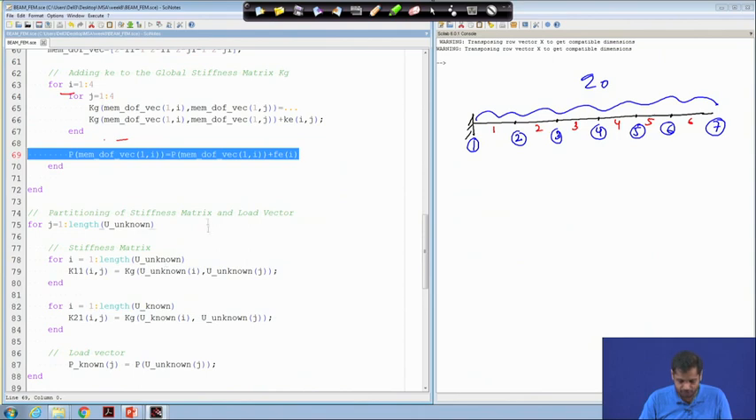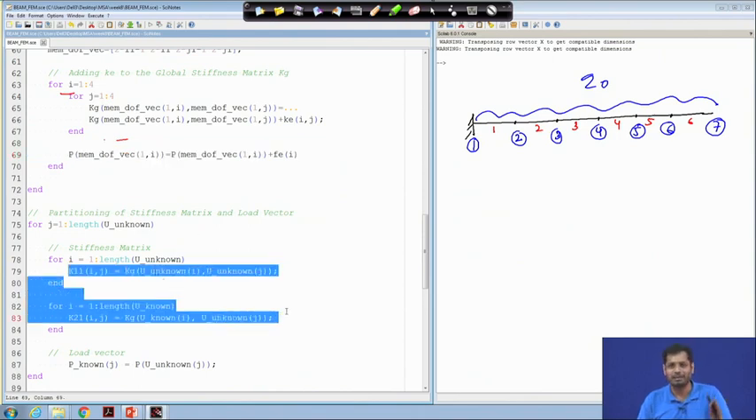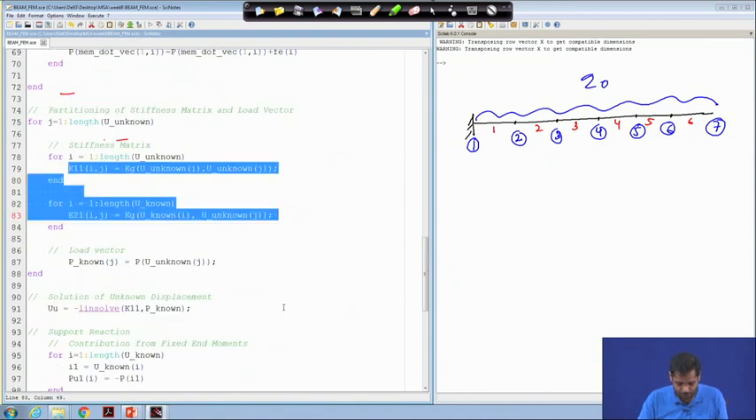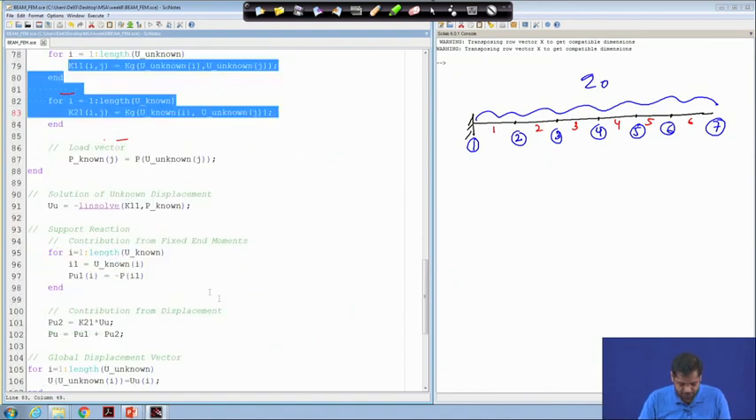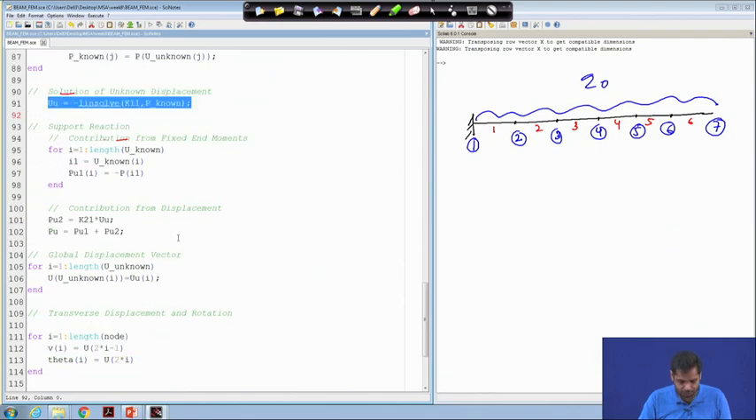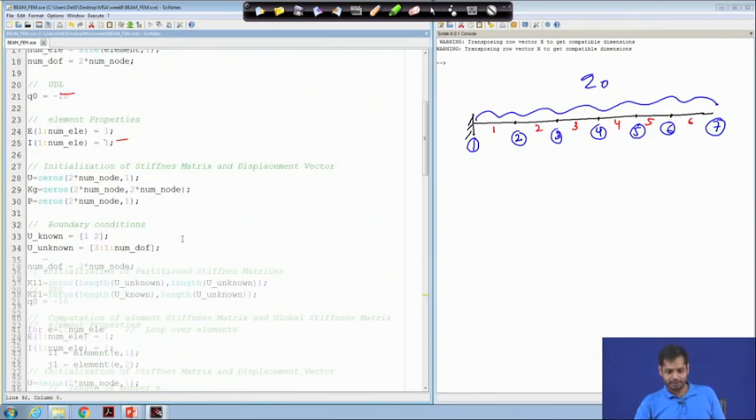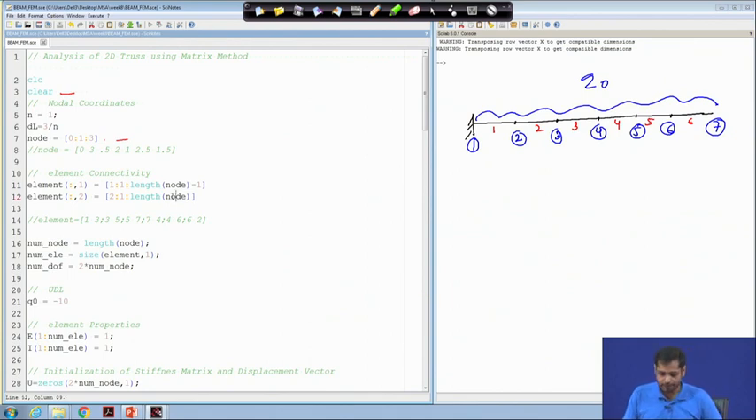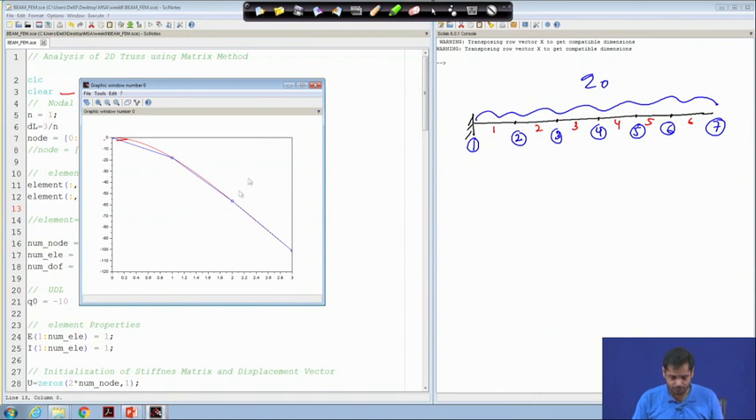Finally, once we have this, this is K11, the partitioning of the matrix that we already discussed in previous classes, and then finally we are solving for the unknowns. Once we solve for the unknowns, we can obtain the support reactions and so on. So, let us find out the solution of this. Let us run it.